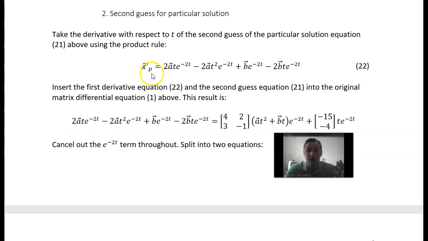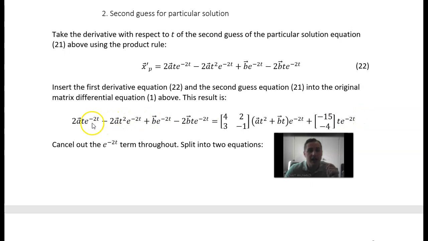That's just x prime, namely x vector prime subscript p, the particular solution. So there it is. Then here is the matrix A. Then here is x vector p, that is the particular solution, second guess. So it's a vector t squared plus b vector t e to the minus 2t, and then plus this f vector. So this is minus 15 minus 4 t e to the minus 2t.